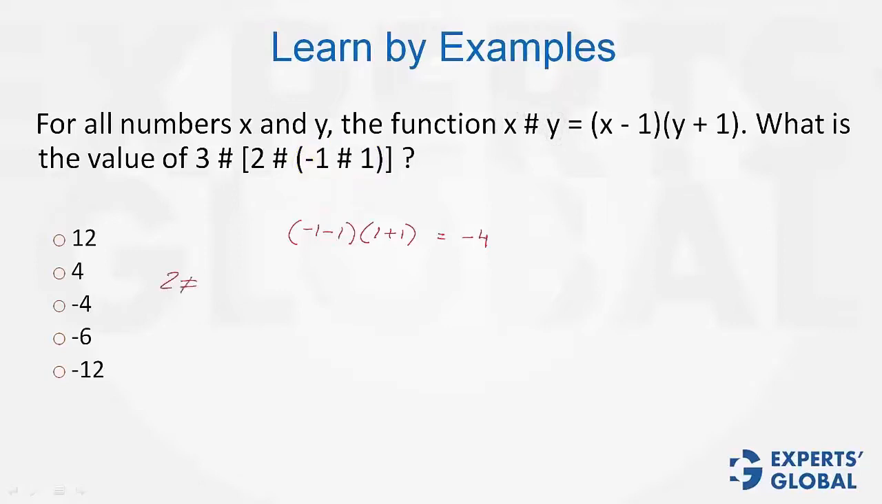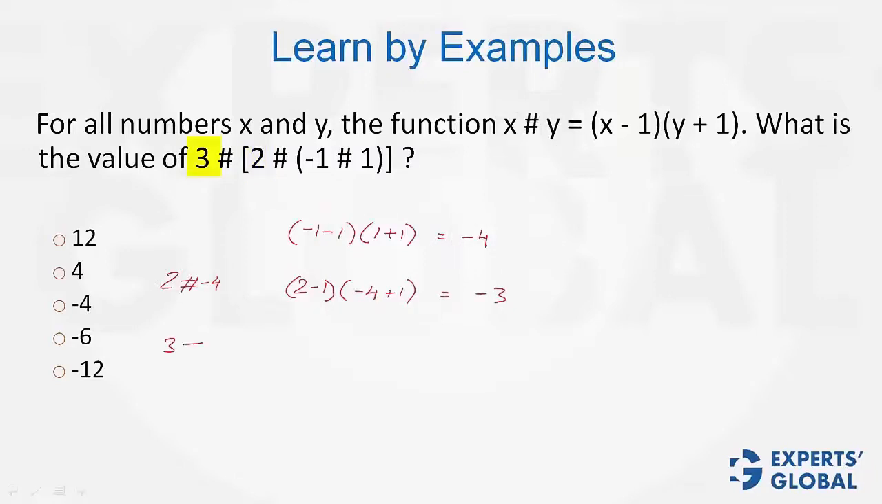Now we have to find the value of 2 pound -4. See, x equals 2 and y equals -4 here. So 2 pound -4 equals 2 minus 1 times -4 plus 1 equals -3.